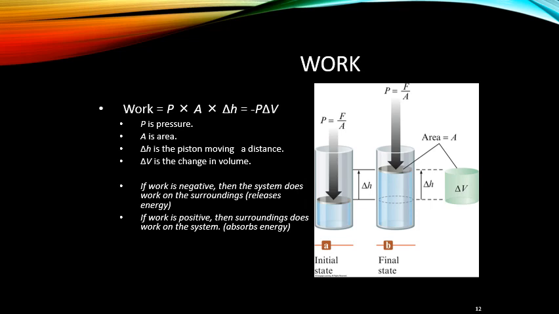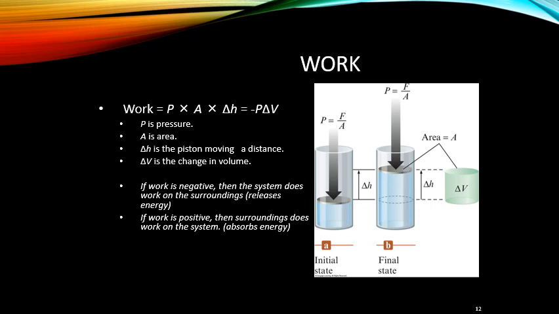When we look at the work portion of our internal energy, work is defined as force times distance, but in terms of a gaseous system, we can relate it to the pressure times the change in volume. If you think about volume, where we have length times width times height, if we're talking about a cylinder, we have the area of the cylinder times the change in height equaling the volume. So your P is your pressure, the A is your area, delta H is the distance that the piston is moving, and delta V is the overall change in volume.